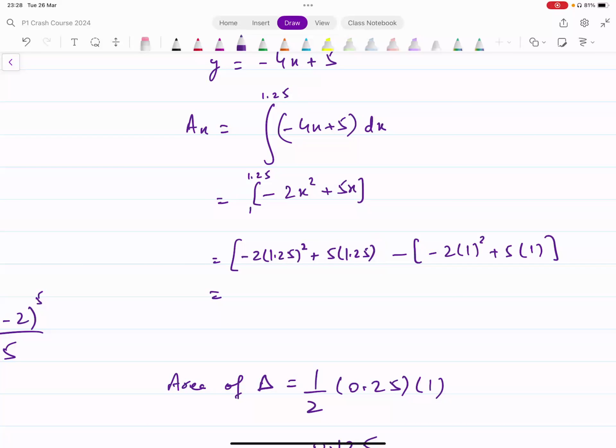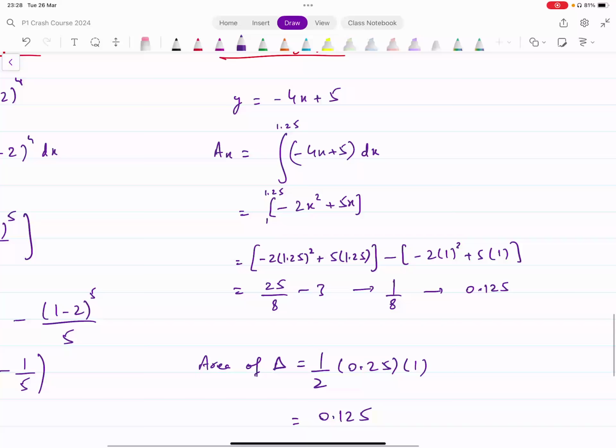The first bracket, what does this evaluate to? 25/8. Subtract from that the second bracket, which is 3. And that results in 1/8, which is 0.125. And that gives you the same area.